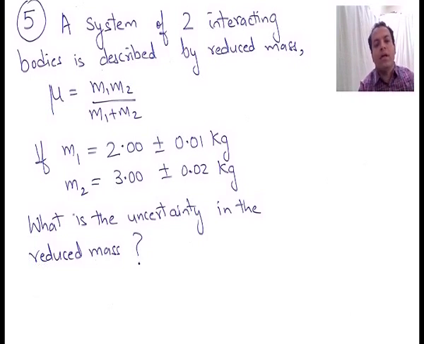If m1 is 2 plus minus 0.01 kg, m2 is 3 plus minus 0.02 kg, we know the uncertainties in the respective masses. The question says, what is the uncertainty in the reduced mass? Let's look at the solution of this problem.